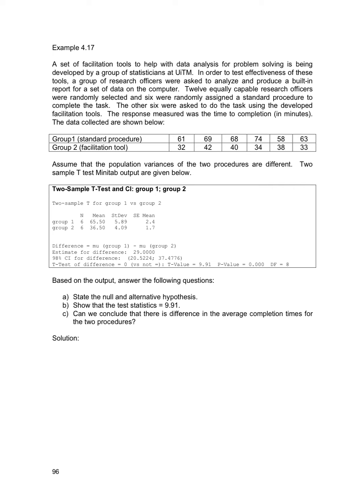Okay, for example 4.17 also, I want you to complete this example. But for this example, you are given the Minitab output. So answer all these questions based on the output given to you. You need to state the H0 and H1, show that the test statistic is 9.91, and then make the conclusion. So please do this example first.